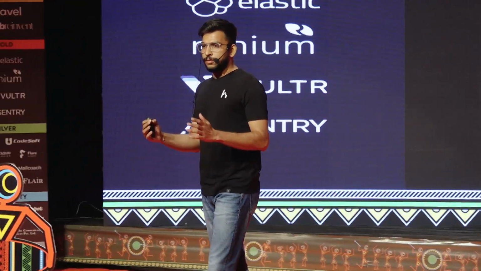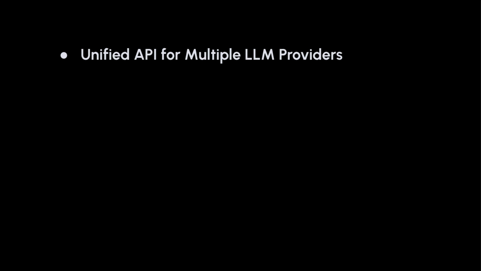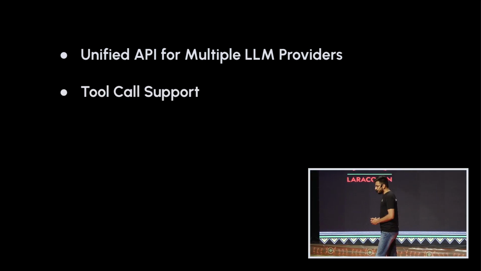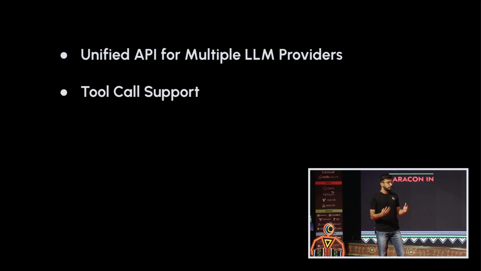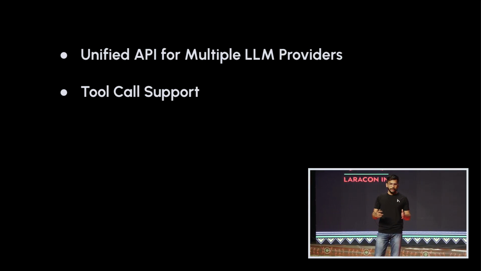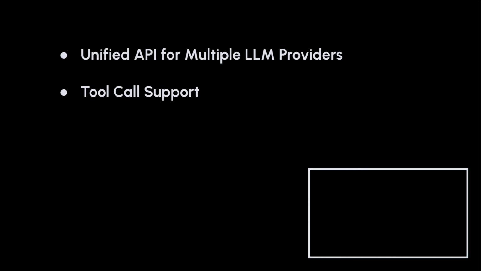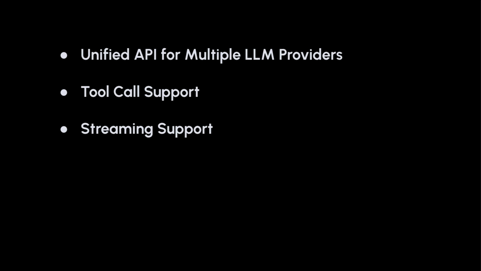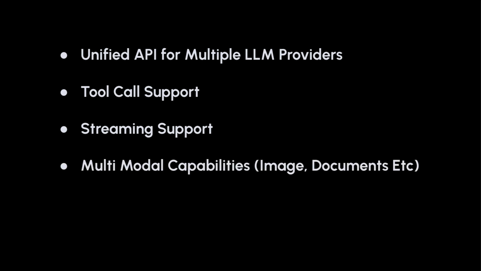As usual, Prism gives you a very nice unified API using which you can interact with different LLM providers. Then Prism comes out of the box with tool call support, which many people call function calling, using which you can build very nice agentic AI applications. Recently Prism also released streaming support, using which you can stream the output generated by the LLM in real time to your front end, so you can build highly effective user experience apps.